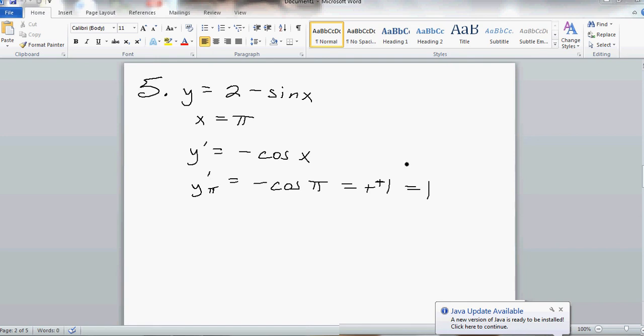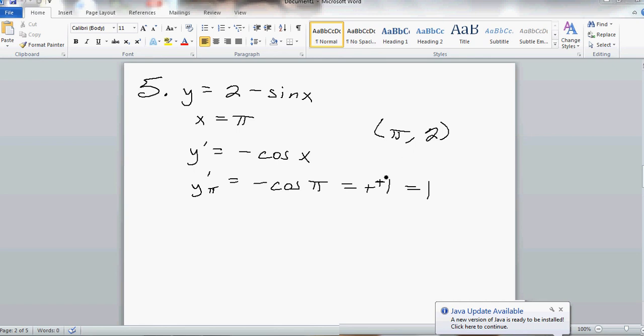Now, if we're asked what is the tangent, we're asking what is the tangent line. So we know the slope. We also can fairly easily find what the point will be. To find the point, we know it's going to be pi for the x value, and then to find the y value, we have to plug it in here. 2 minus the sine of pi. Well, the sine of pi is 0, so 2 minus 0 is 2.